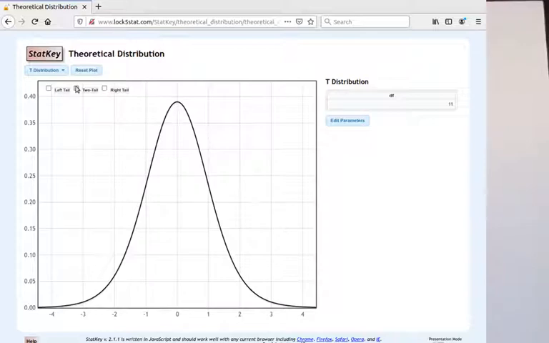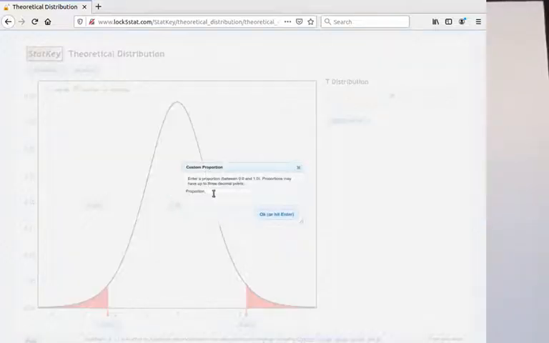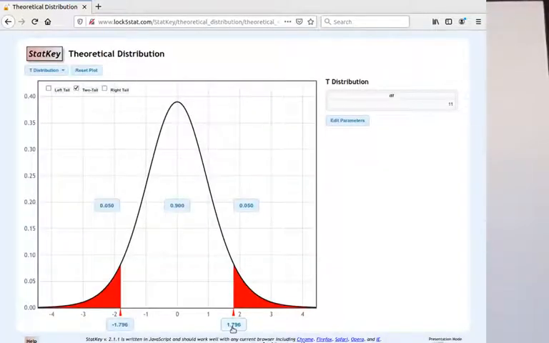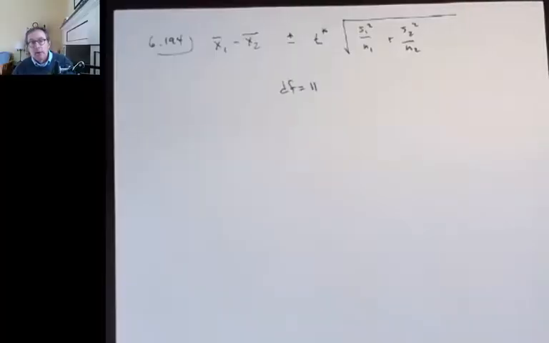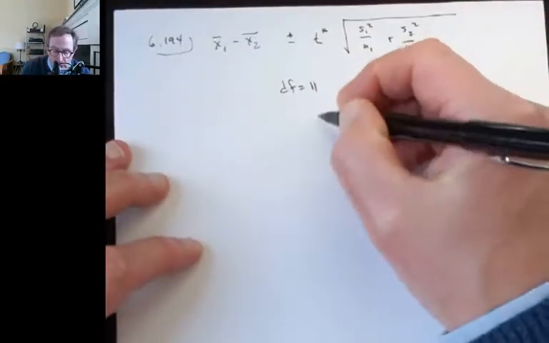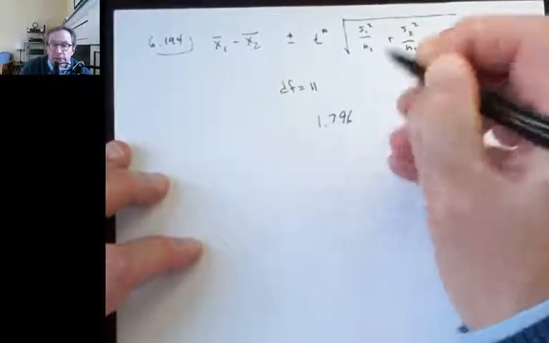And I'm asking StatKey for a 90% confidence interval. It comes up with 95, so I have to tell it 90. 0.90, and there's the number I want, 1.796. Okay, let's get rid of that and write on my piece of paper 1.796.